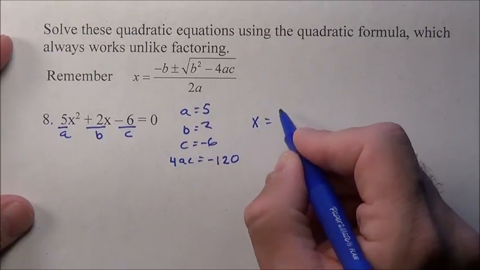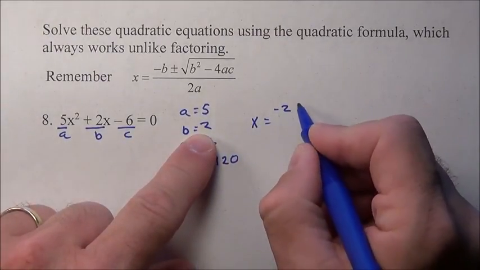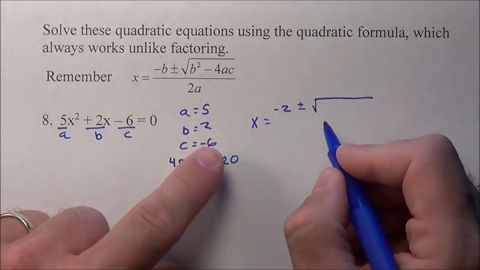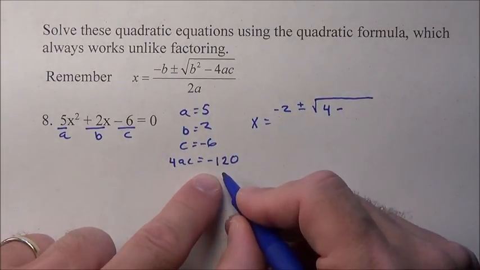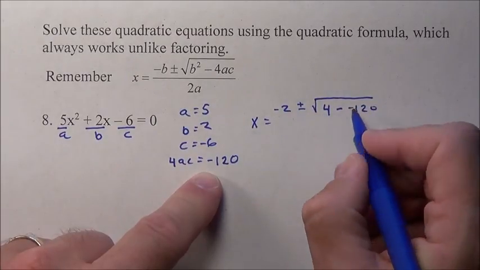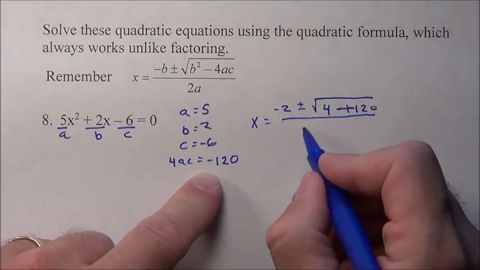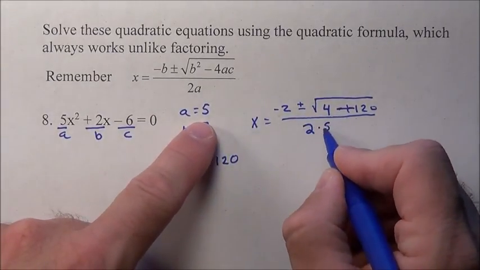X is equal to the opposite of b. The opposite of b, well, that's -2. Plus or minus, because there's going to be two solutions. Square root of b squared. 2 squared is 4. Minus, now just look what you have here. You have a minus -120. You and I know it's going to change to a plus, don't we? All over 2 times a.